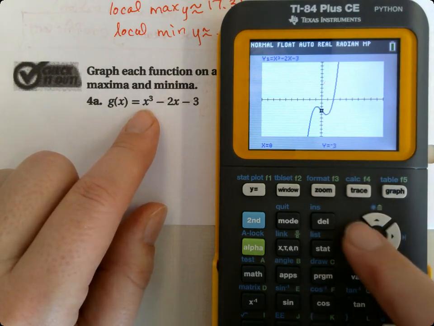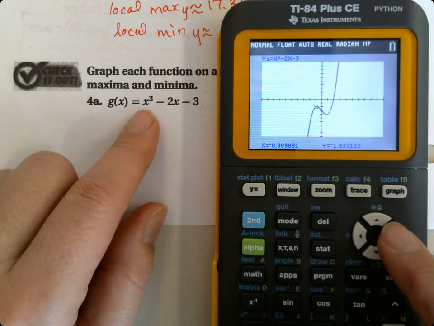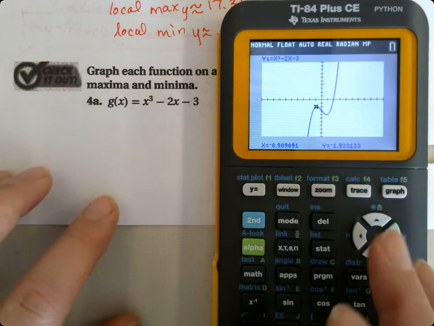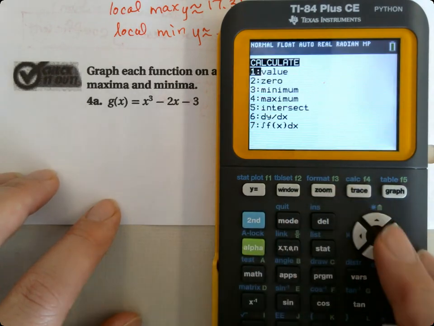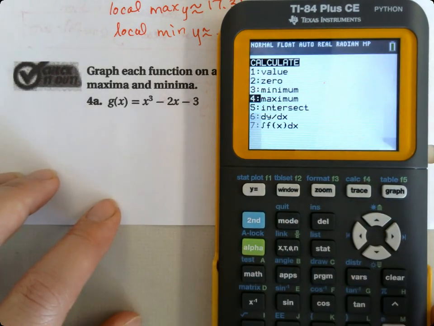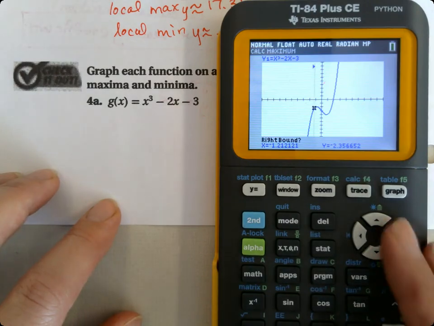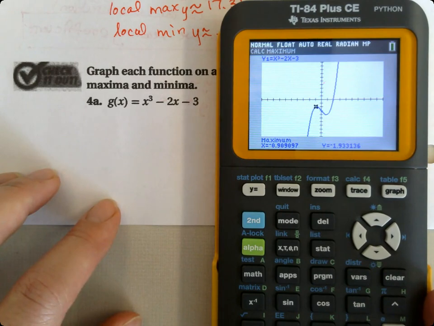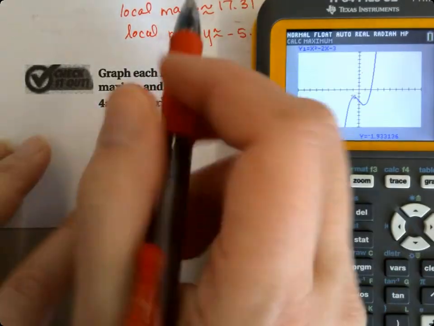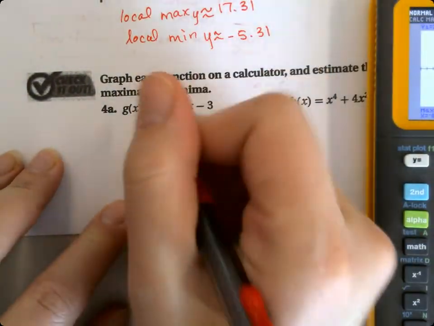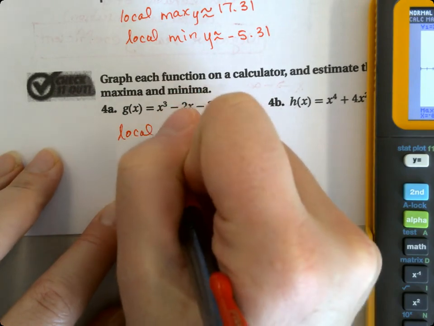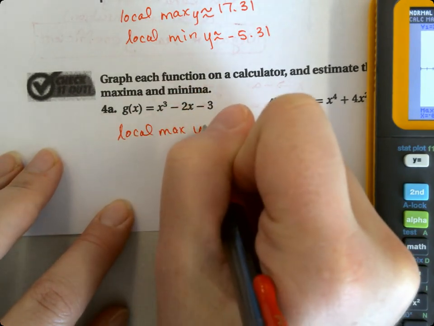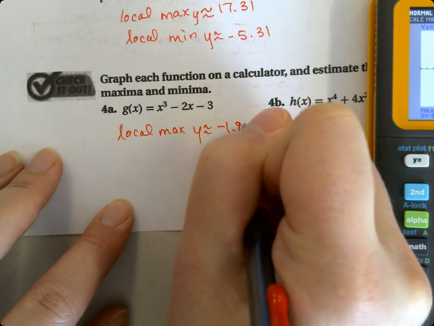I'm going to hit trace. This is going to be good enough today. Try to find where that top is. I'm looking about like negative 1.93. If we went to second calculate, this is a local max. So go left, go right. Doesn't have to be perfect. And I got pretty much the same thing, negative 1.93. So what is this? The local max. Y is approximately negative 1.93.